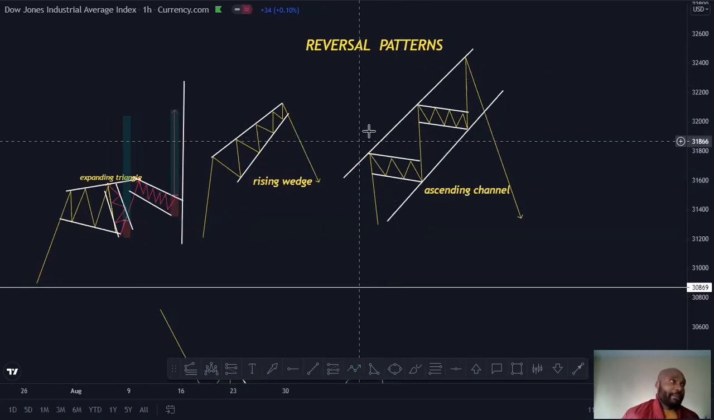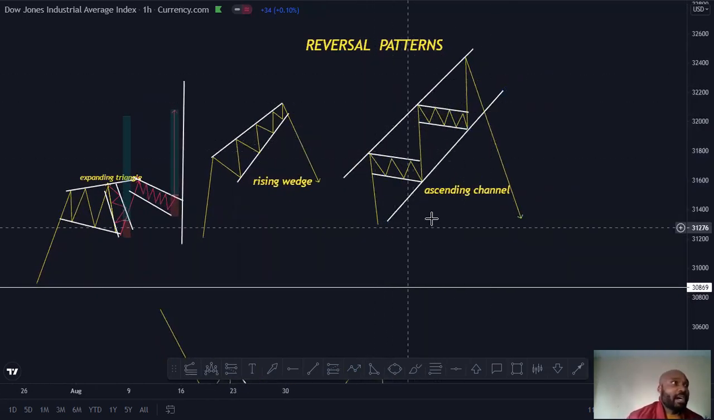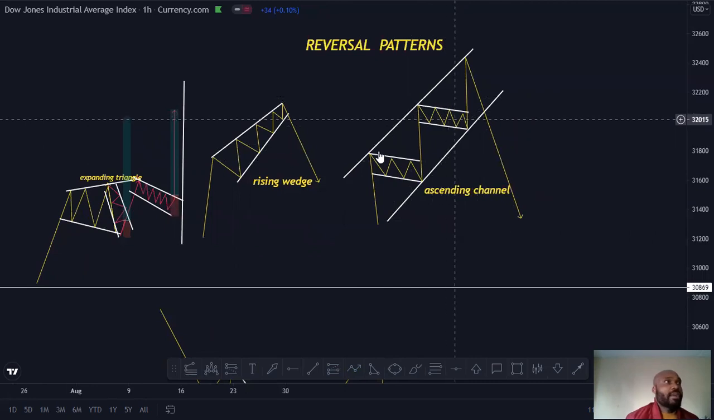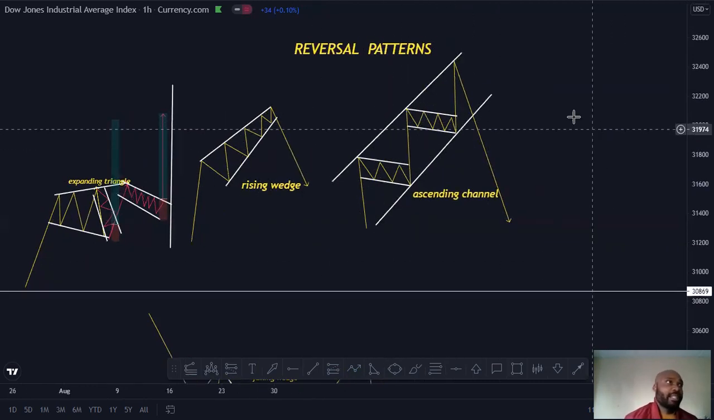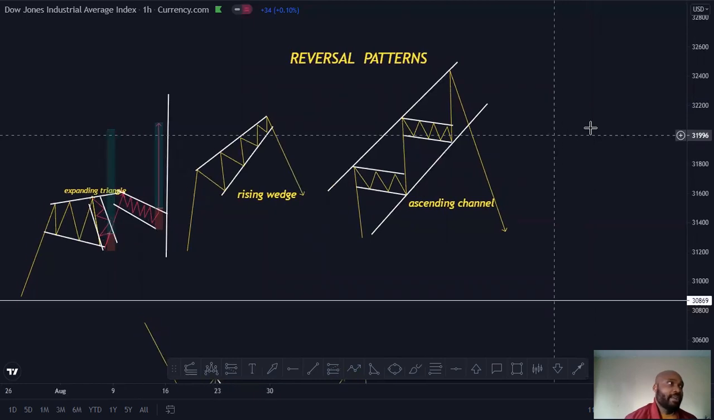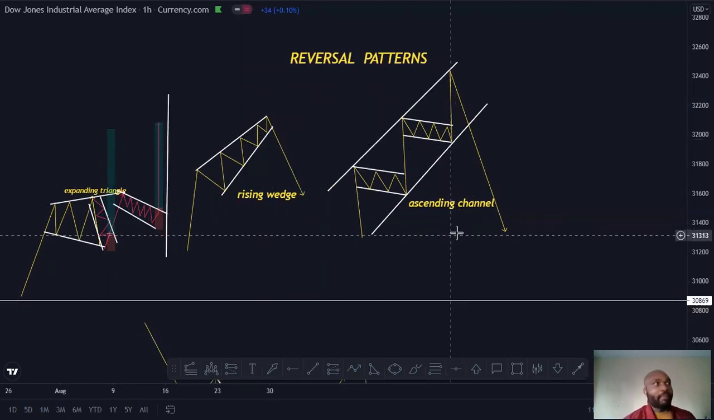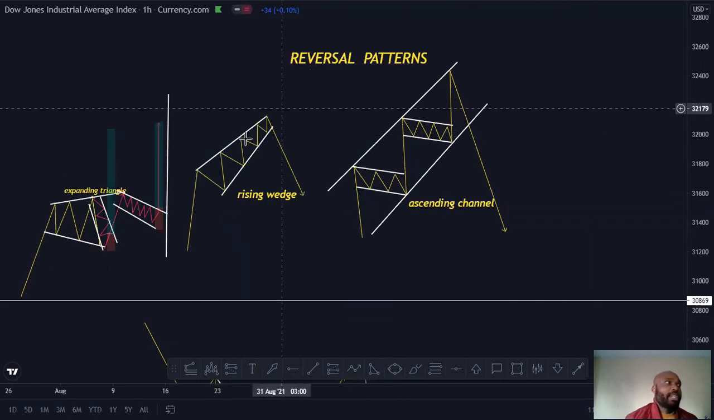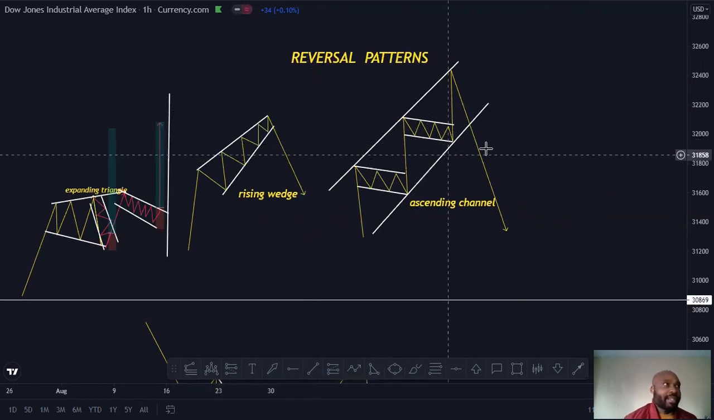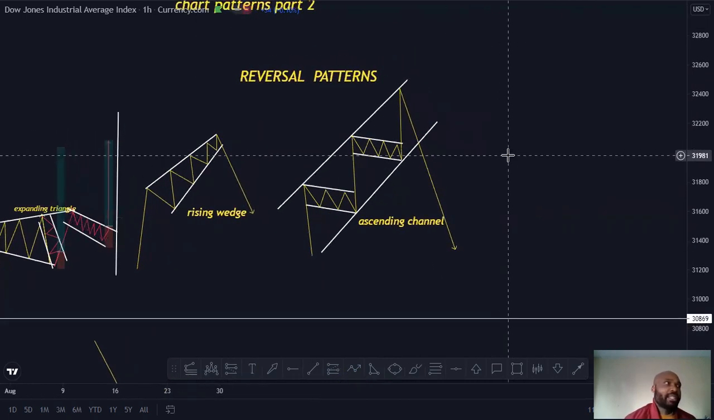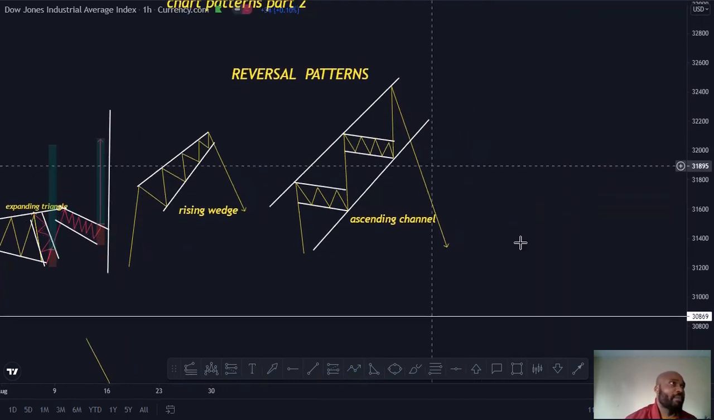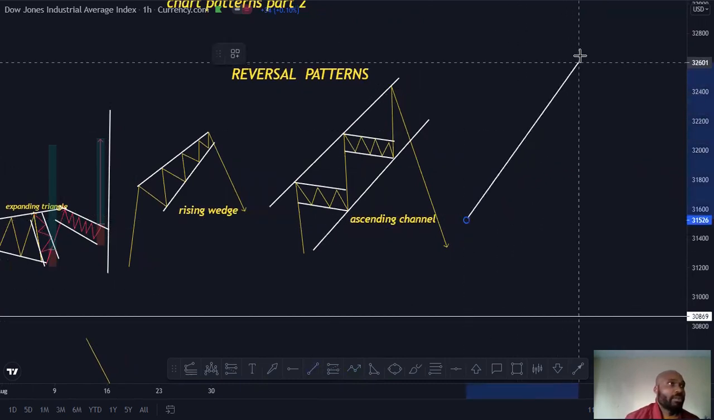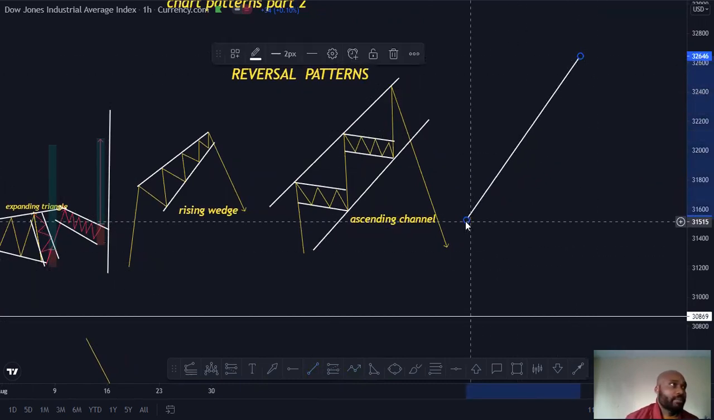We find in that chart an ascending channel. Okay, so now I want to combine the concept of using an ascending channel and the rising wedge. They are both reversal patterns, but you can also combine them, because at some point you're going to find that inside the ascending channel there is a rising wedge. Okay, what do I mean by that? This is what I mean by that. So we're going to draw our ascending channel.